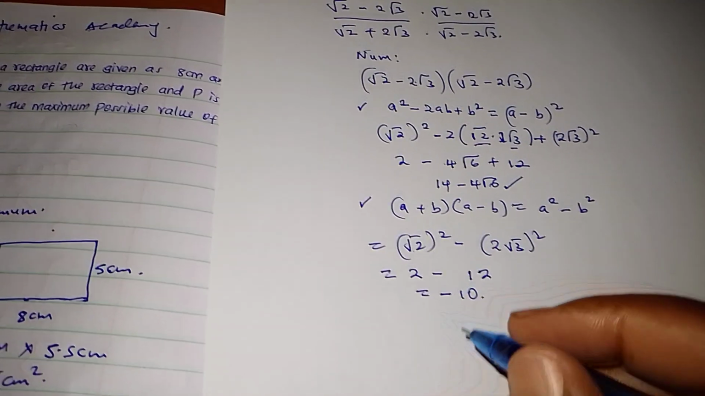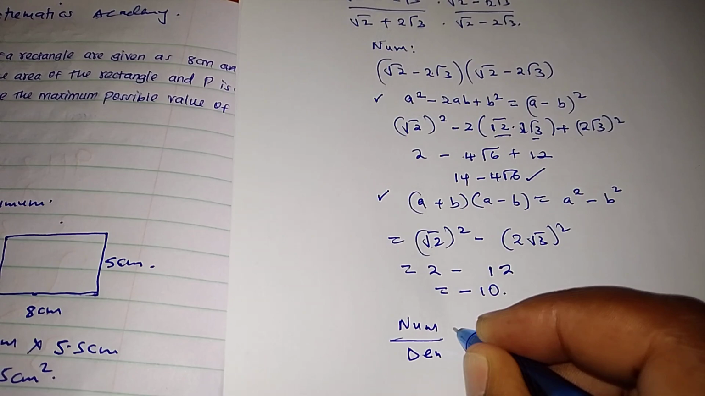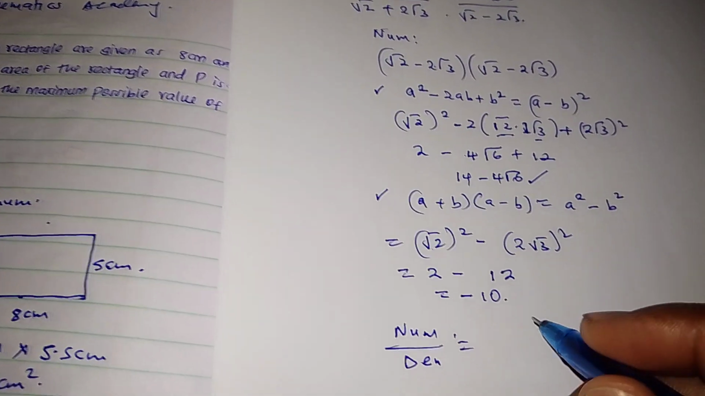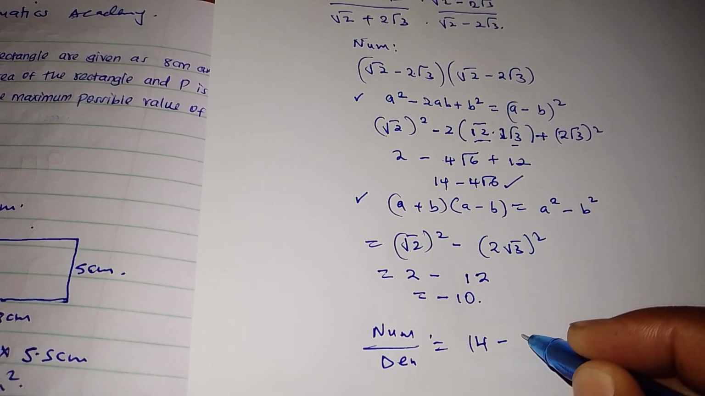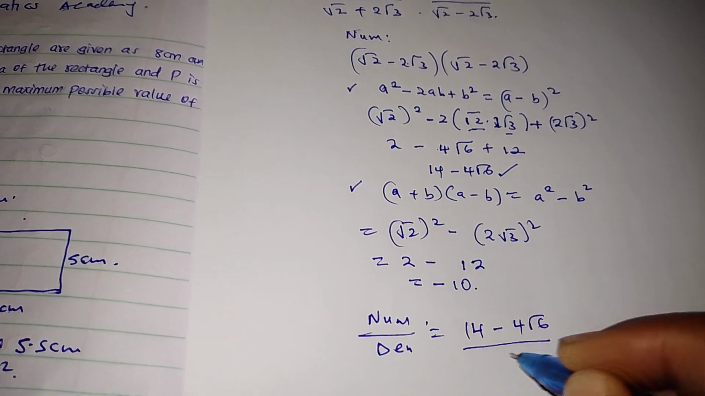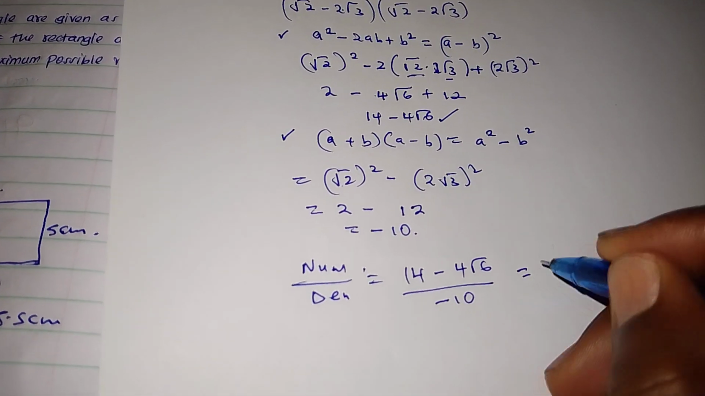Now, let's take numerator over denominator. So we have, this one is the numerator, so we have 14 minus 4 root 6 all over minus 10. So you can just simplify further.